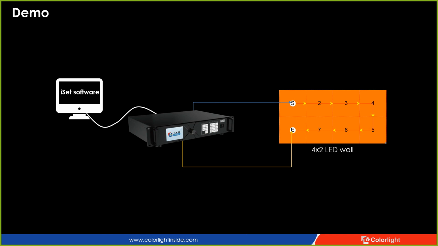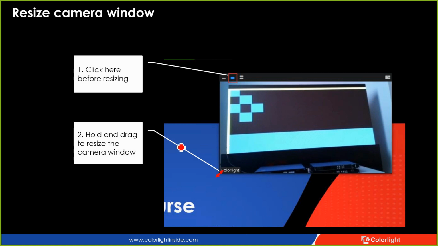Okay, we will now go to a demo. We have a small LED screen that is 4x2 cabinets, and we connect it to an X16. Before we do that, please resize the camera window. First, click here, and then drag this place to resize the camera window. And please tell me when you are ready, because we will go into the demo.